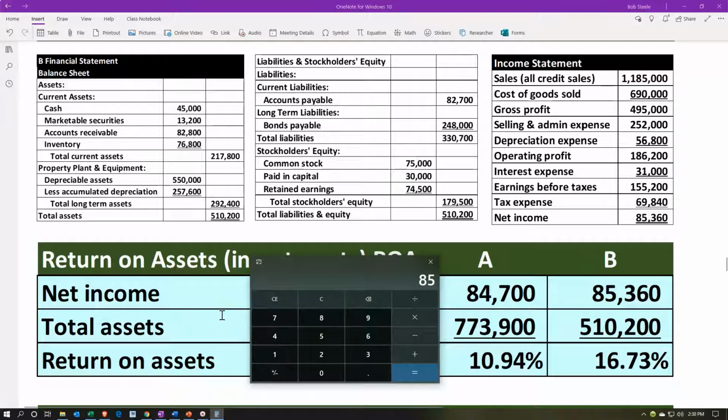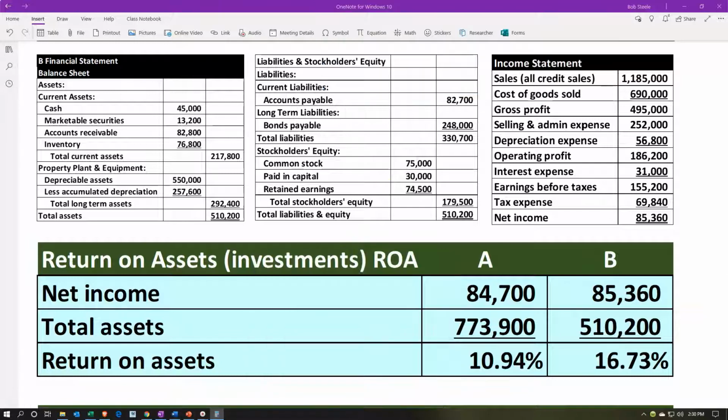So we've got the 85,360 divided by the 510,200. That's going to be about, if we move the decimal 2 places over, 16.73%. These numbers we would like to be higher, so that means that B is looking better for this number as well. Notice that the net income is somewhat similar for these two companies, but the total assets, B has less in terms of the total assets.